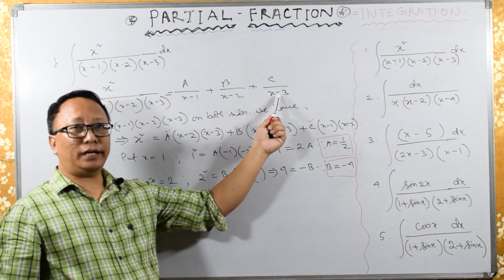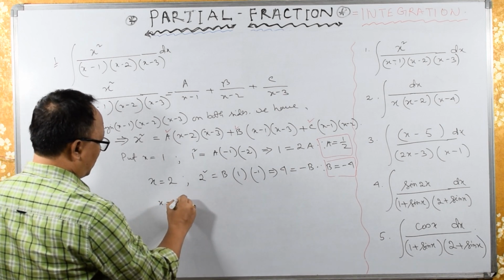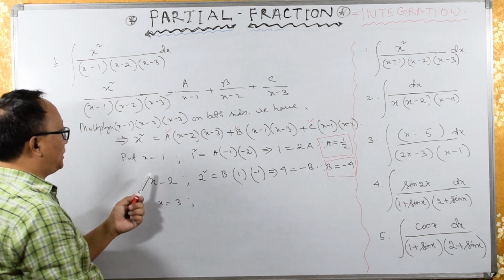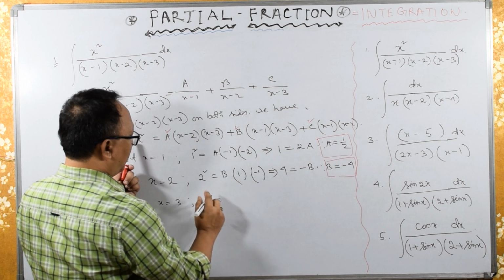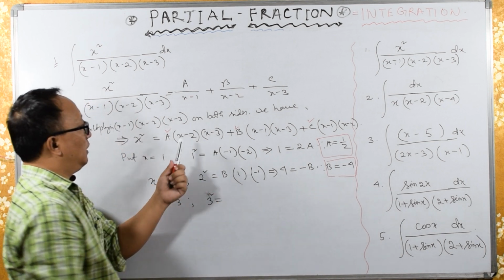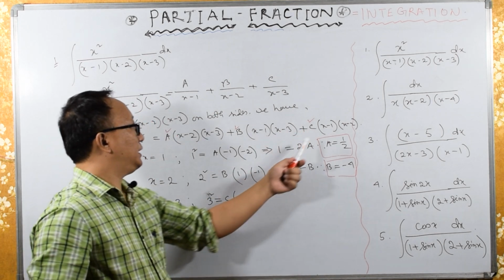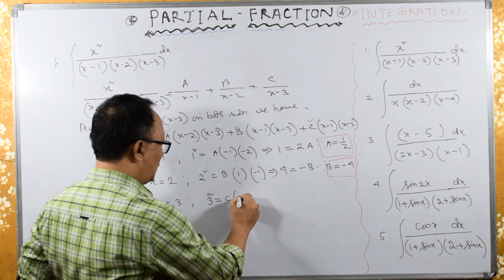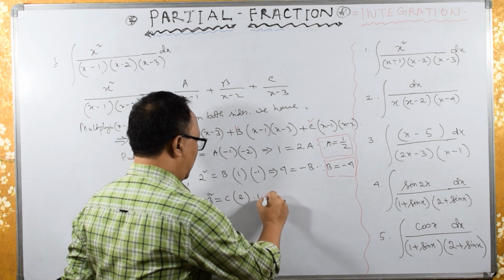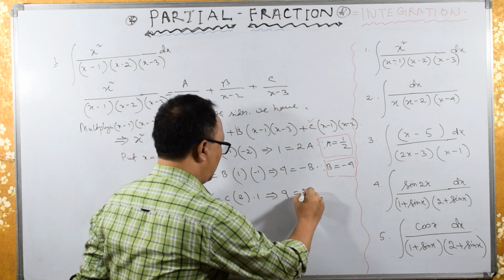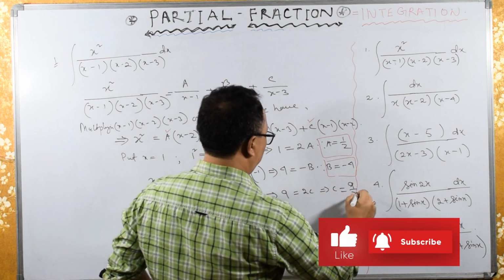Similarly, if you substitute x equals 3, you will get the value of c. x equals 3. Here 3 square, 3 3 you can write 9, or for the time being write 3 square. This term will get 0. This term will get 0. c into 3 minus 1 is 2. Here 3 minus 2 is 1. Therefore, it implies 3 3 is 9 equals 2c. It implies c equals 9 by 2.